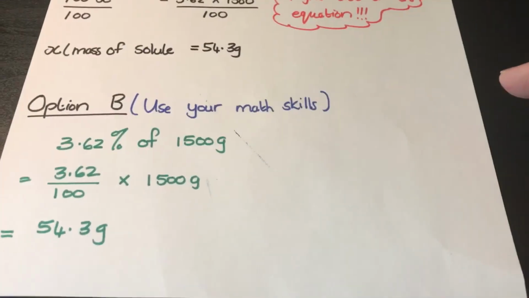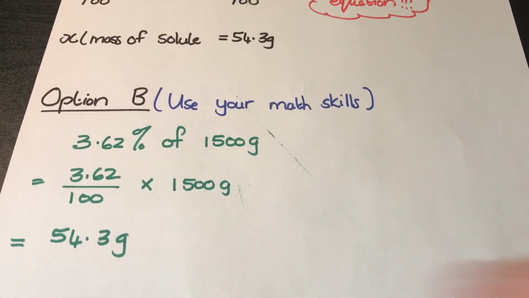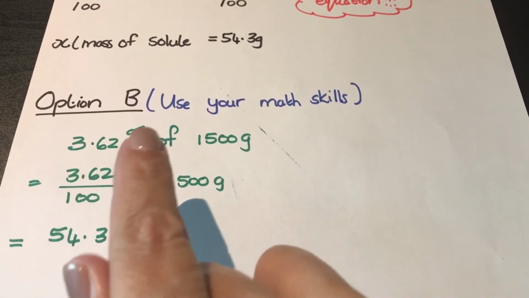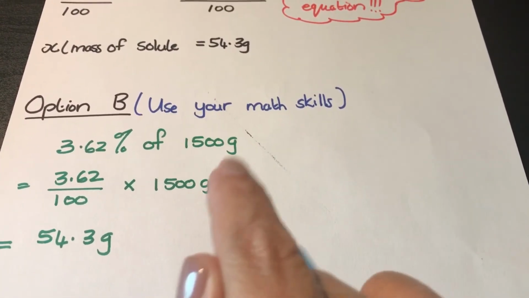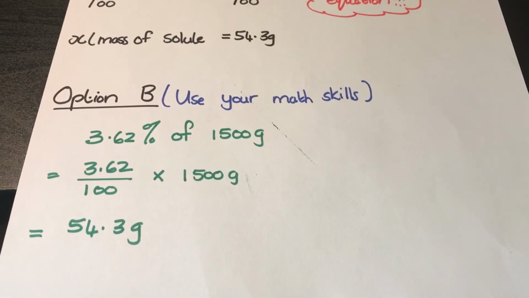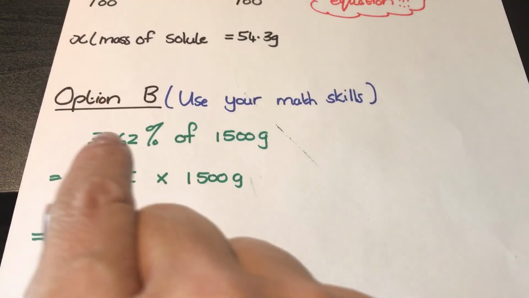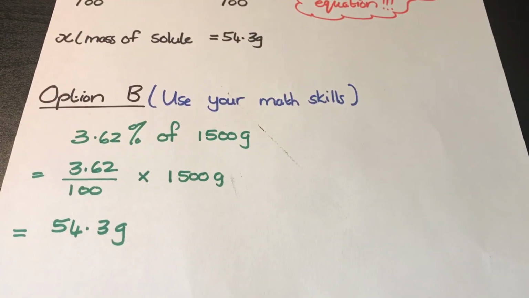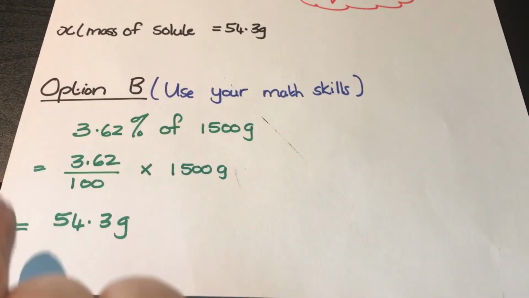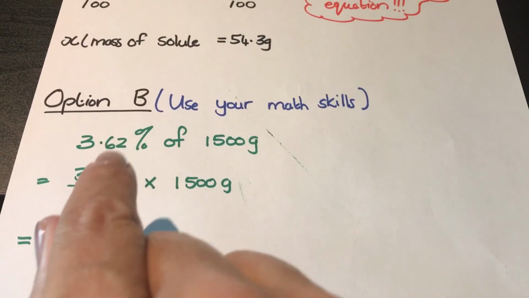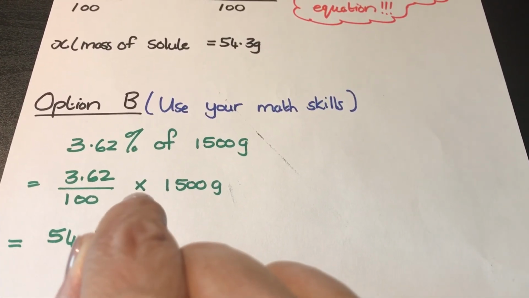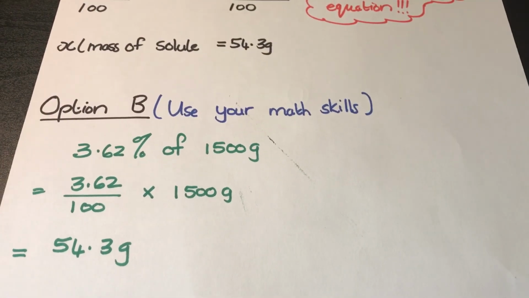The second option is to do that simply using your math skills. So you want to know what is 3.62% of a solution of 1,500 grams of bleach, because 3.62% is the percentage of sodium hypochlorite that's in that solution. So it's simple, straightforward maths where you determine what is 3.62%, that's over 100, of 1,500, and you will get the same answer.